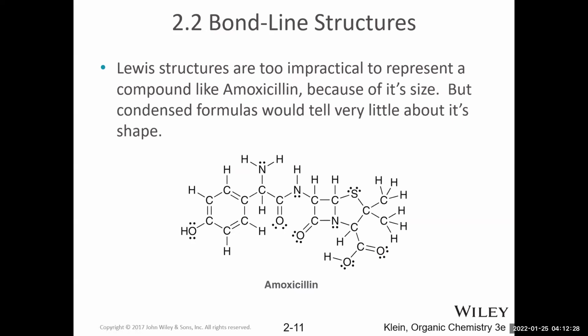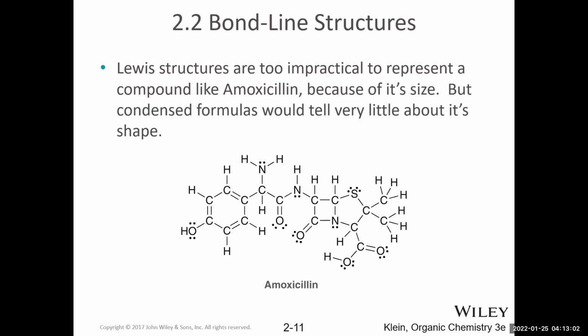Okay, we're going to move on to the next section of chapter 2, which is called bond line structures. I'll commonly just call this line structures. Lewis structures, which are the way that I've been teaching you to draw structures up to this point, are helpful, but they're a bit impractical when the compound gets really large. Think about having to draw out the Lewis structure of amoxicillin. It's very large and it would be very time consuming to draw.